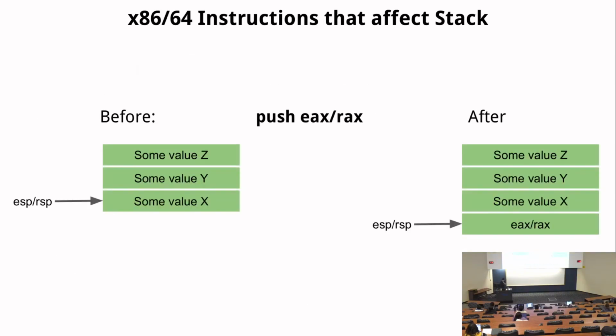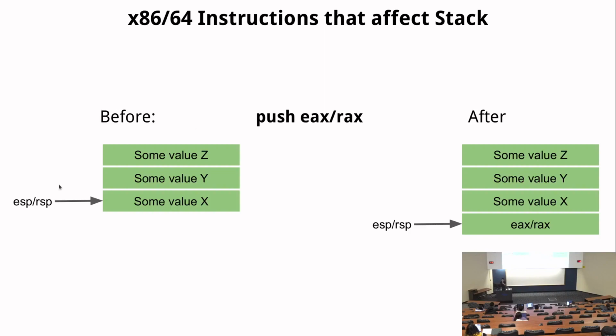After that, it will increment ESP. To visualize this, I made several slides. Let's say we have an instruction push EAX or push RAX. The only difference is the size of those two registers. One is 64 bits, this one is 32 bits, so 4 bytes or 8 bytes.